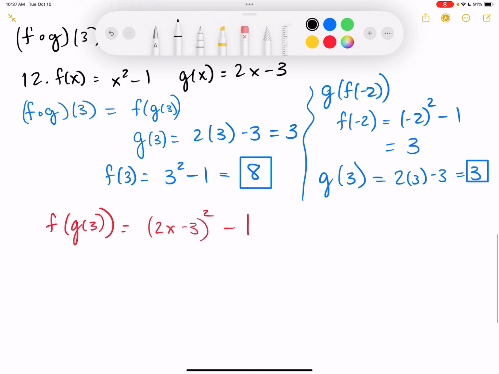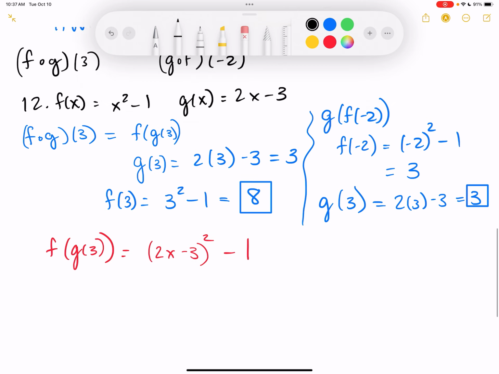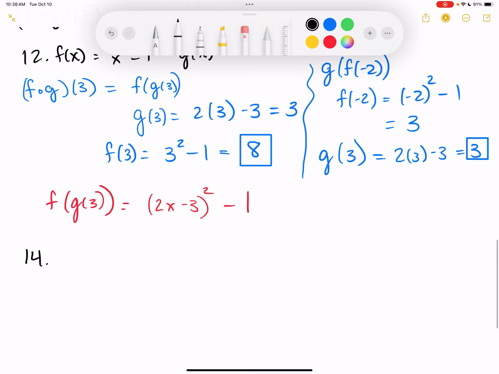So let's do another one like this. The same thing of the f of g of 3 and the g of f of negative 2, but they give us a different f of x and g of x. So 14, f of x is equal to x over x plus 1. g of x is 9 minus x squared.